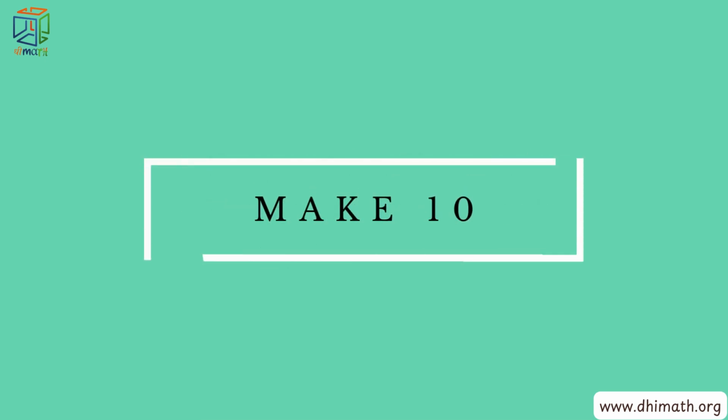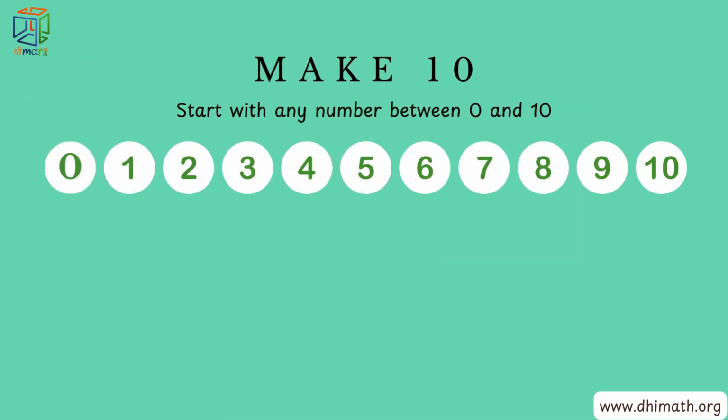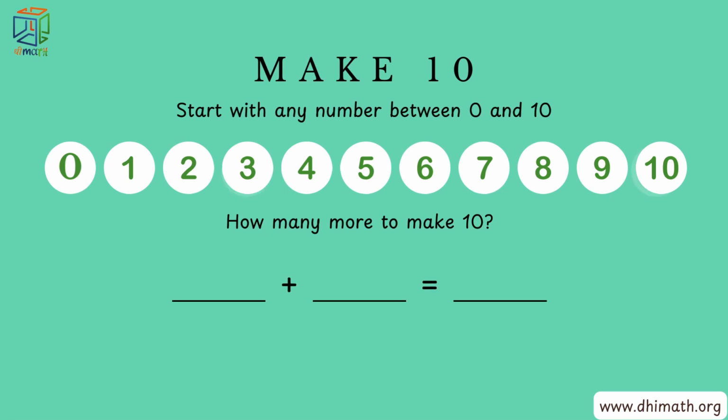Here is how the game works. Start with any number between 0 to 10 and ask the child, how many more do we need to make 10? For example, start with 3 and the answer is 7. Start with 6 and the answer is 4. Start with 0 and the answer is 10.